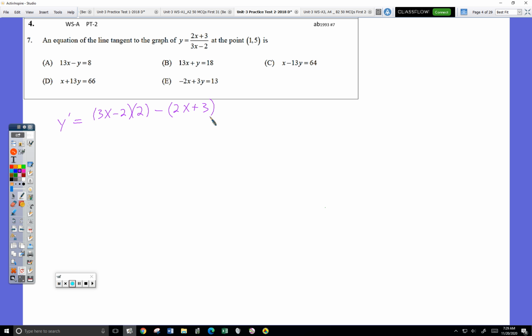Keep going. And then that would be times the derivative of the bottom, which is 3. And of course, divided by the bottom squared. So. Yeah. Keep going.